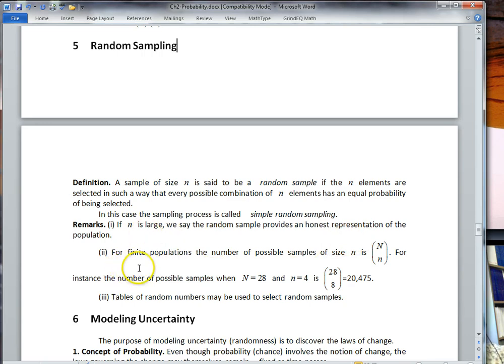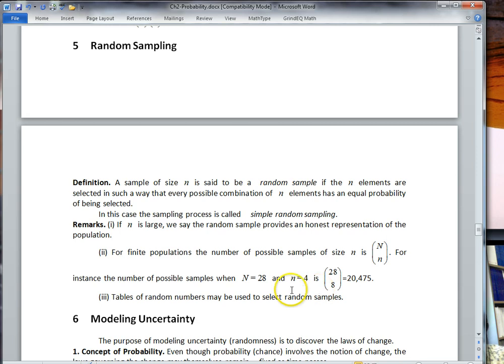Because if my population is finite, say I have capital N elements in my population and I want to pick a sample of size n, how many possible samples are possible? That's going to be all the possible combinations of n selected out of capital N. For example, if my population is 28 and my sample is 4, that's going to give me 28 choose 4, that's 20,475 different samples possible. Of course, typically your samples are 20 or 30 out of thousands, so that gives you trillions of possibilities.